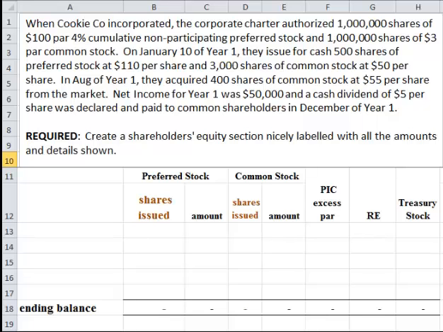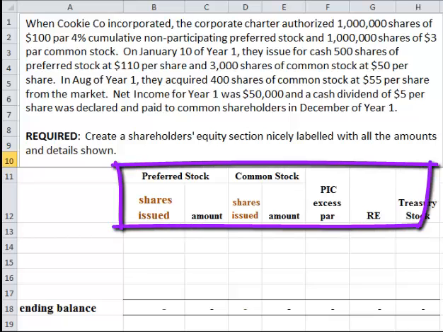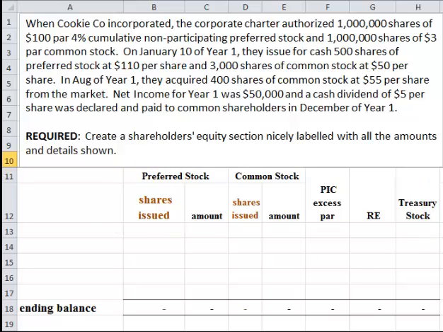We're going to work on Cookie Company's equity section transactions. And what we have here is just one piece of the accounting equation. This is just the equity section. So you have to use your imagination to imagine assets equal liabilities plus this piece. So we're not going to be looking at both sides of the transactions, only the side of the transaction that impacts equity.